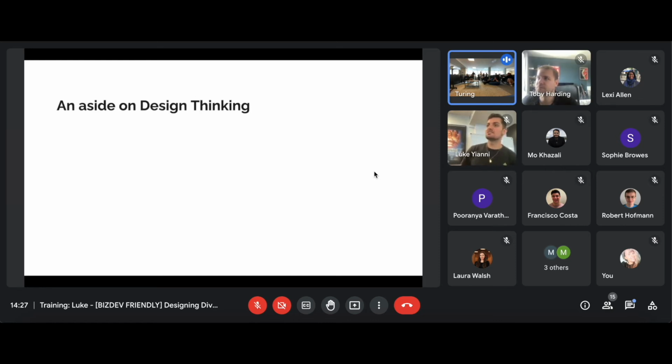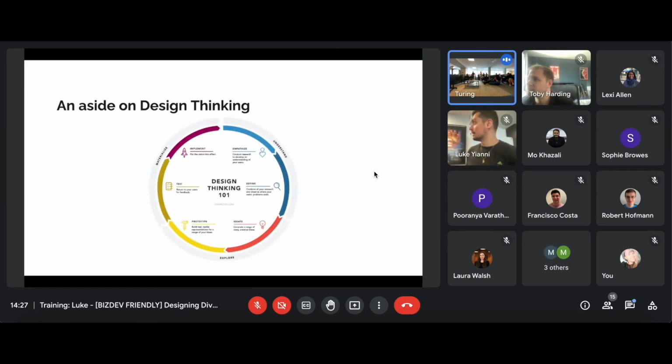Cool. This is a small slide on design thinking. I don't know if you guys have heard of it much, but I think it's probably the best way to build a really good product that solves a problem. So this is a nice little circular chart that explains it. It has six stages.